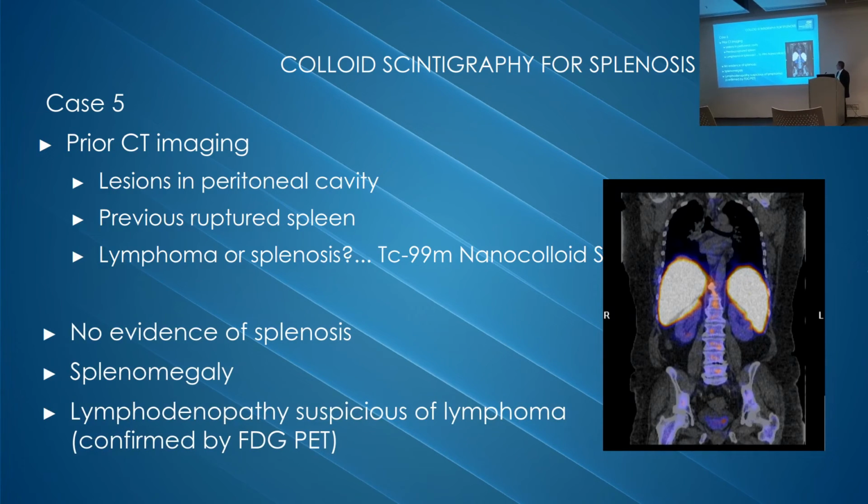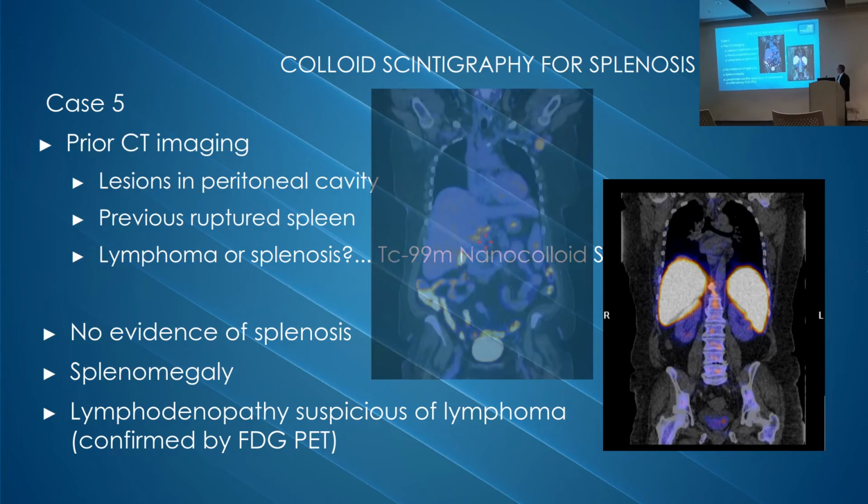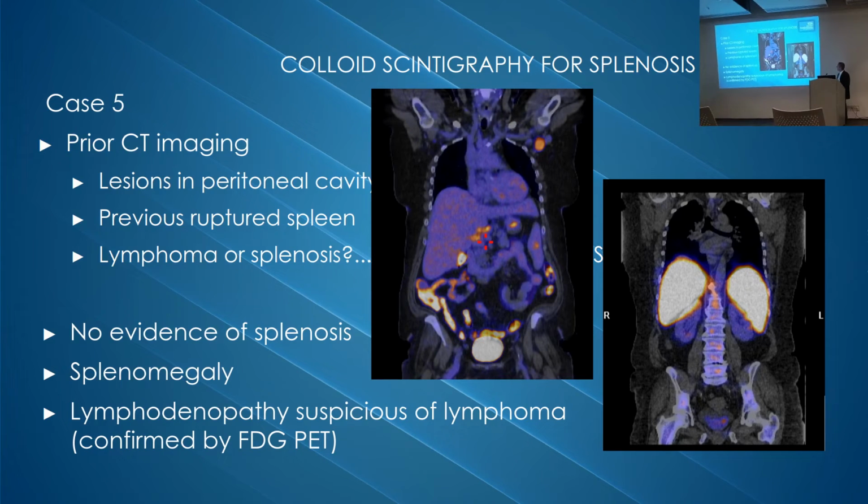So we can do an FDG PET. Here's the FDG PET for completeness, and there are FDG avid lesions in the inguinal areas, and this nice little one in the left axilla. So we'll call that lymphoma.